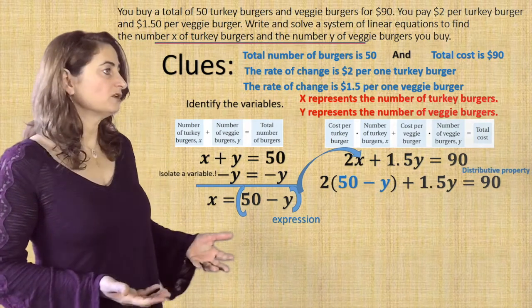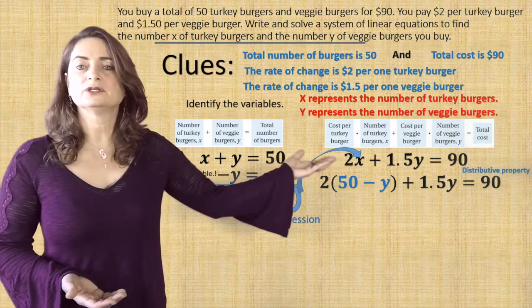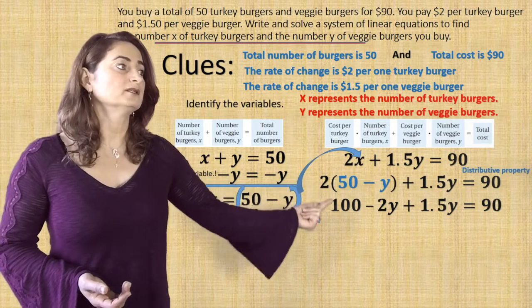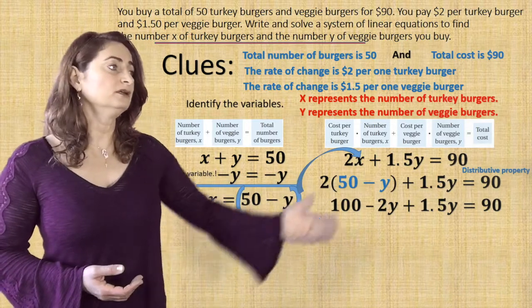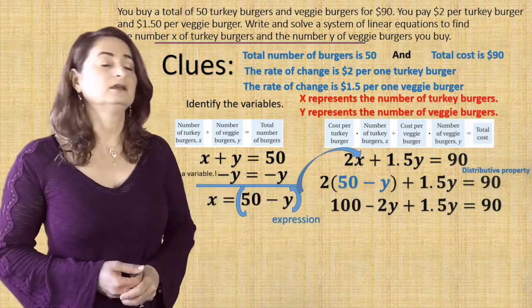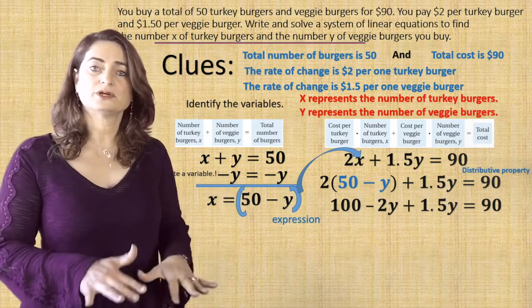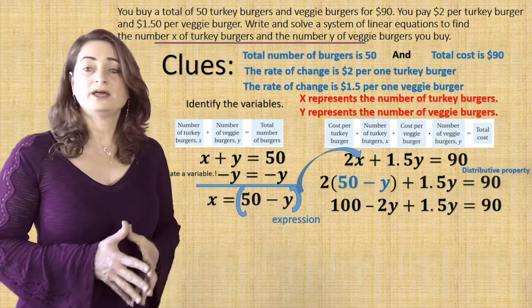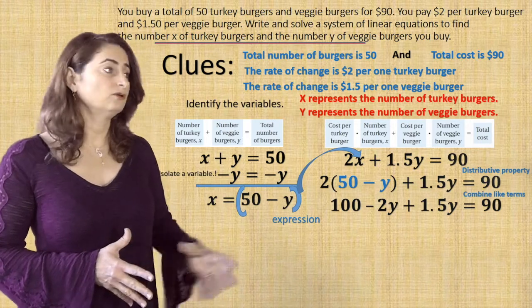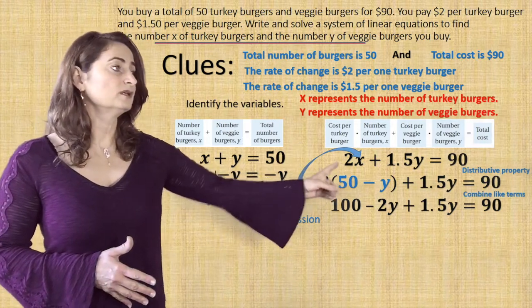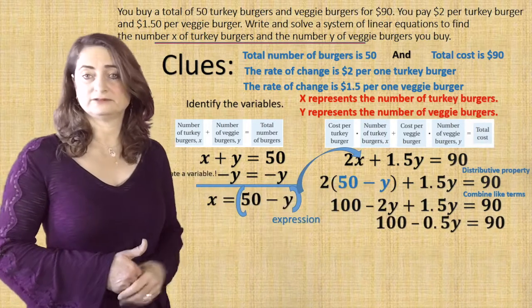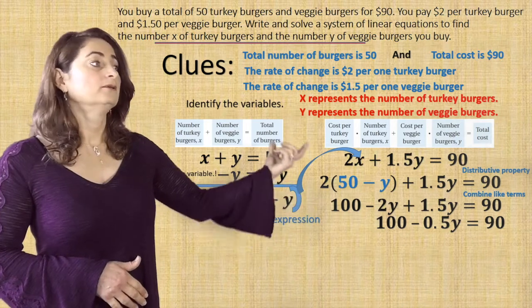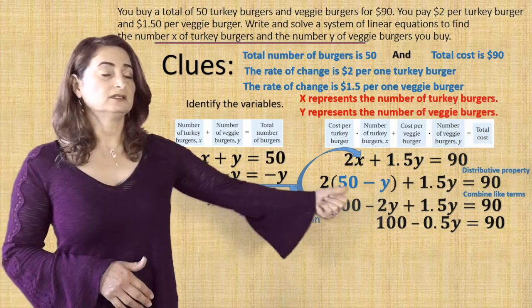Step number 1 for solving for y is distributive property to get rid of the parentheses. 2 times 50 is 100, and 2 times y is 2y. Bring the minus down, plus 50y equals 90. So whatever I don't use, bring it down. Now still, I need to get rid of everything but the y to isolate y. So combine like terms, negative 2y plus 50y equals negative 0.5y. Bring everything else down, which is the 100 equals 90.